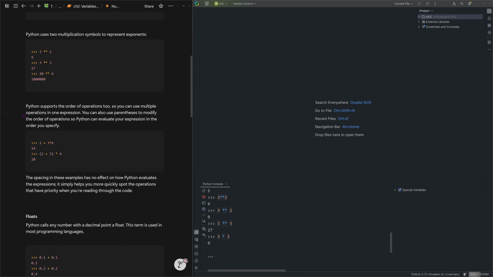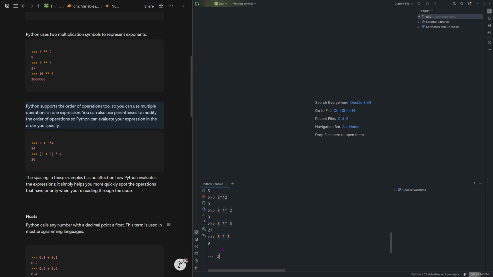Now this is the important section. Python supports the order of operations too. So you can use multiple operations in one expression. You can also use parentheses to modify the order of operations, so Python can evaluate your expression in the order you specify. Let's look at order of operations.